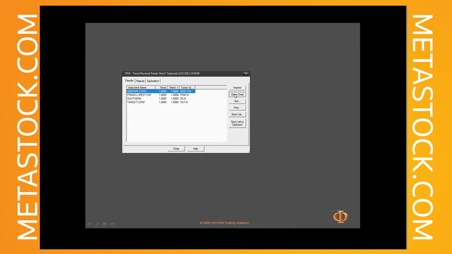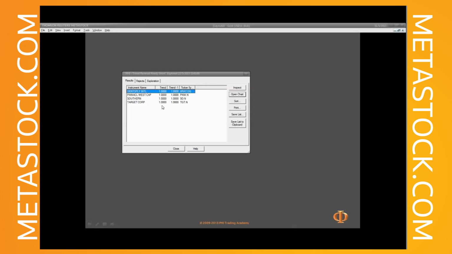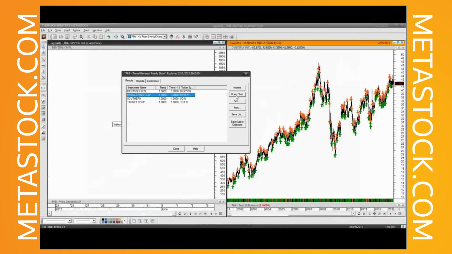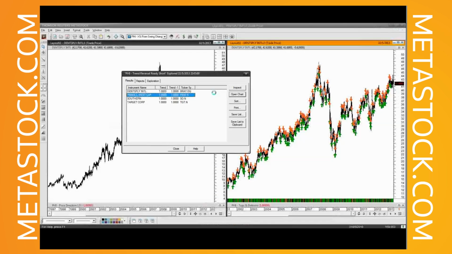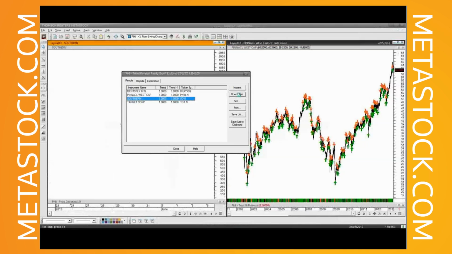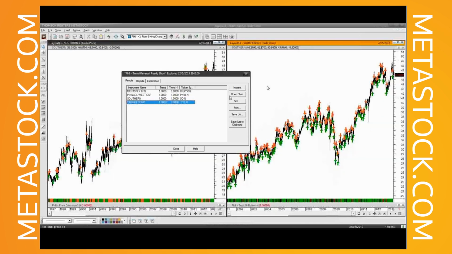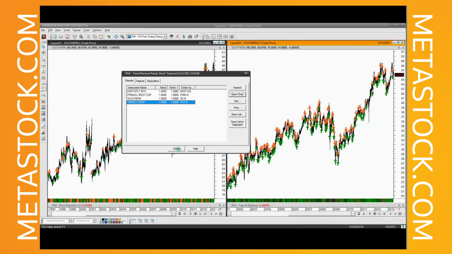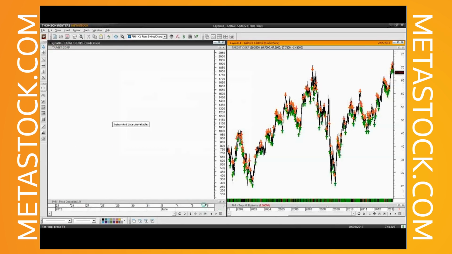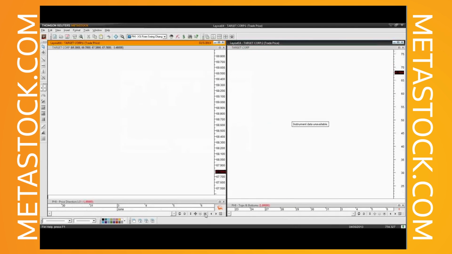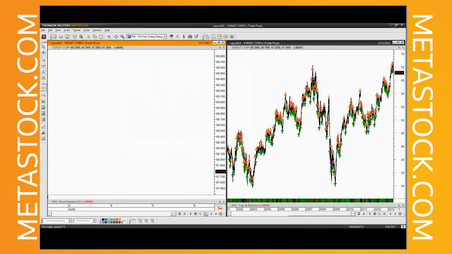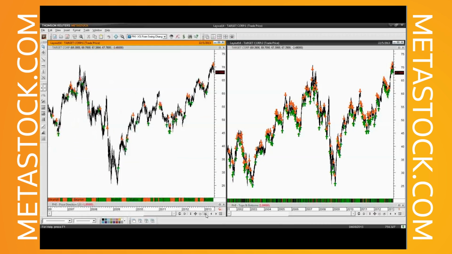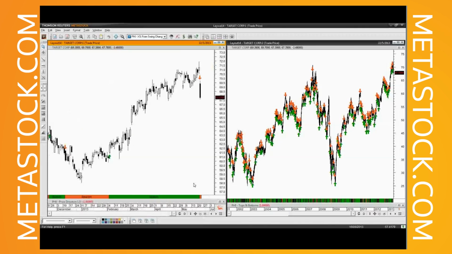So what we do now is we will open the charts of this one, of this one, of this one, and of this one, and we will look at them to see if there is a good possibility for a failure swing.